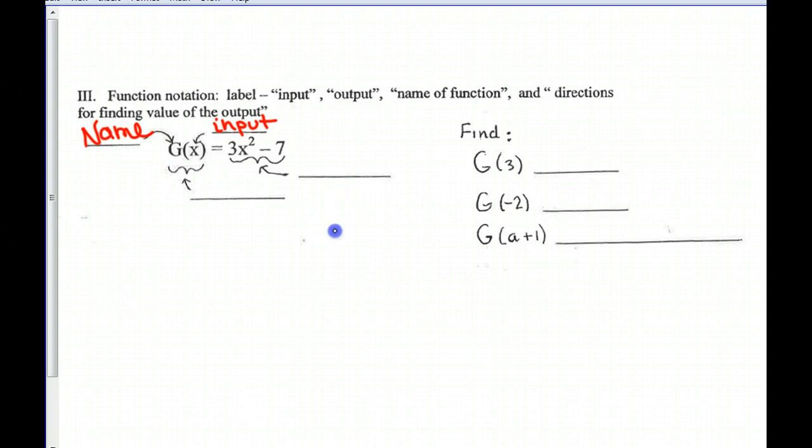And the directions for finding, I know where that goes. Which one's that? The 3x squared minus 7. These are the quote-unquote directions. I'm just going to write directions. Or the rule, I would have said. And so this whole thing, g of x, is called y, which is the output.